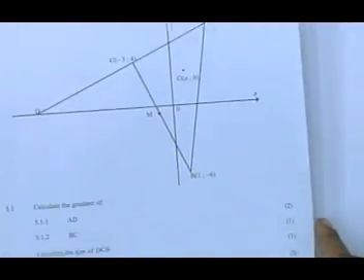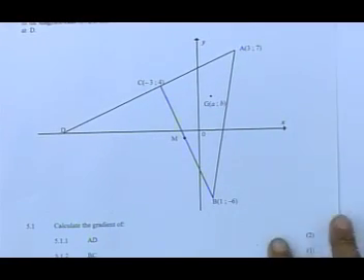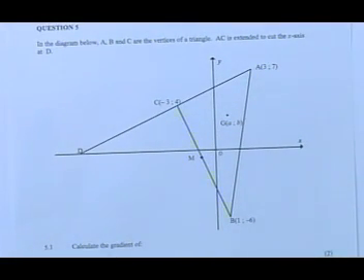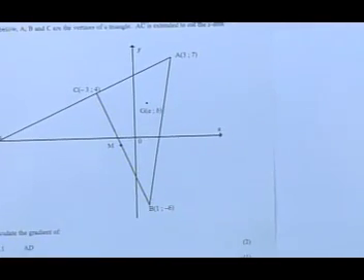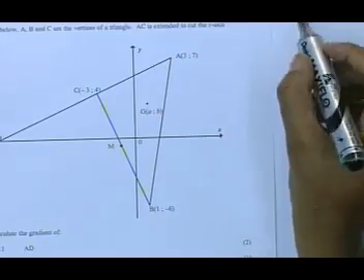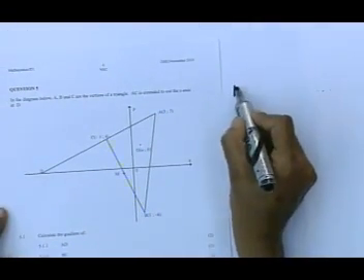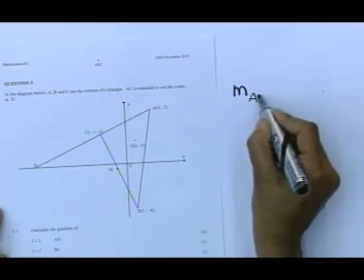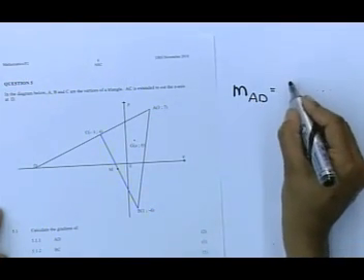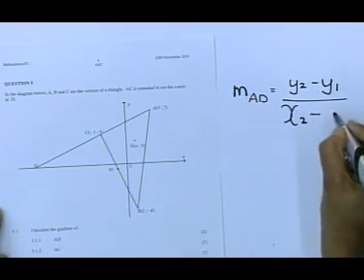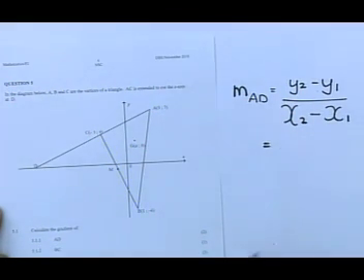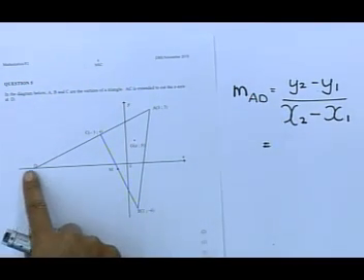The very first question that they asked us, and I am going to do this with you, is to find the gradient of AD, and then you must go and find the gradient of BC. I'm going to put that there so that I can just show you. I need to find the gradient of AD. Now everybody knows I'm going to write down my formula first. The gradient of AD is y2 minus y1 over x2 minus x1. That's my gradient formula.